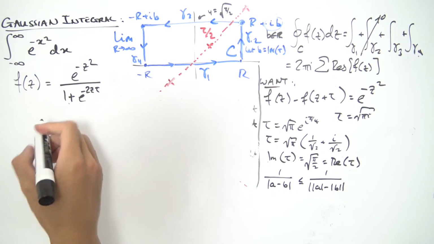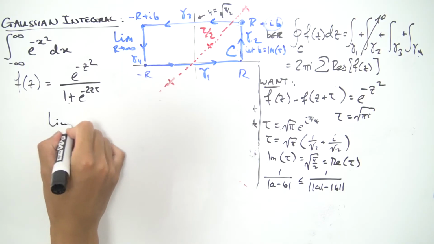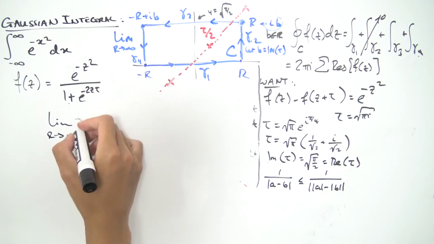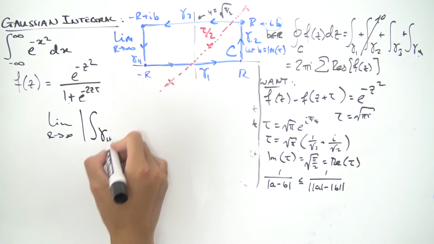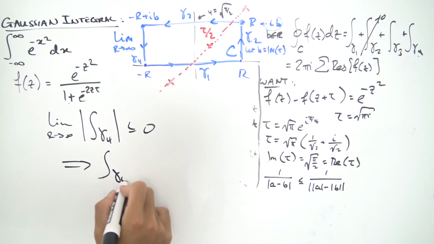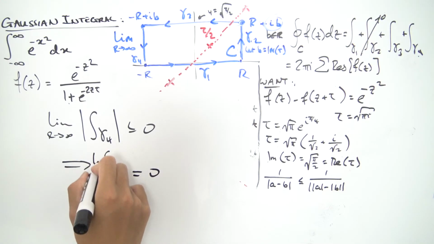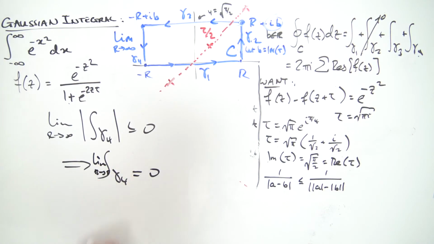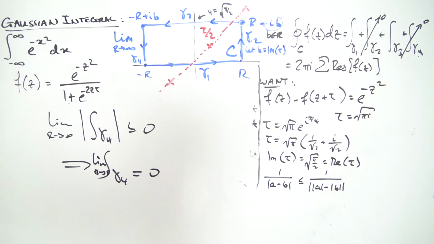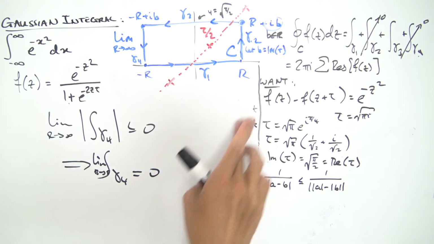So we can say that the limit as r approaches infinity, using those chain of inequalities again, of the absolute value of the integral over gamma 4 is less than or equal to 0, which just means that the integral over gamma 4 is equal to 0 in the limit, of course. So we can safely cross out the integral over gamma 4 and say that that goes to 0 in the limit. So we've come quite far.